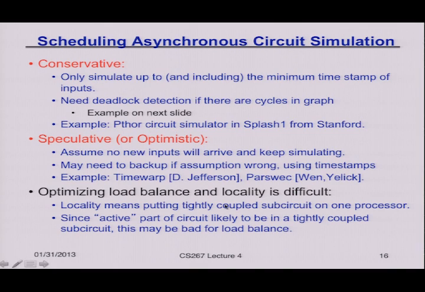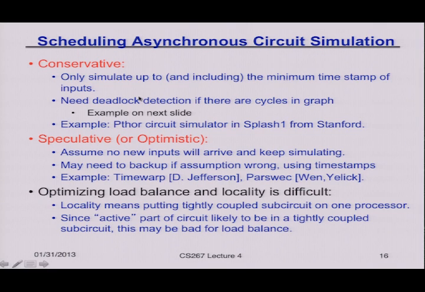So locality means if you have, let's say, a sub-circuit, and everybody's interacting a lot with one another and the rest of the circuit is quiet, then if you don't want to communicate very much, you put that whole active circuit on one processor because they all influence one another. You don't have to talk to anybody else. But in that case, the load balance is bad because all the action is happening in one place. So this is life and you have to balance it out.